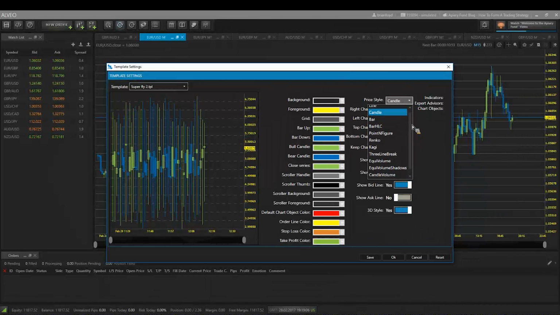let's change over to a bar chart. So if we want to change what type of chart we're seeing right here, we can go into template settings. Right here it says price style, and we've got all of these different types of styles in here. Some are going to be more popular than others. Somebody already mentioned Renko, so we'll definitely look at that. We've got bar, high, low, close. These are bars. We'll definitely look at those.